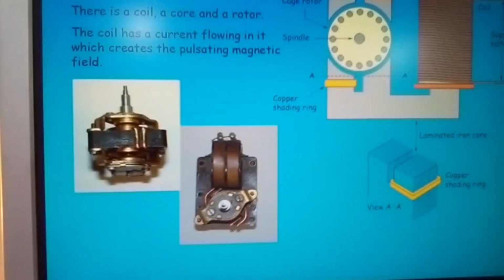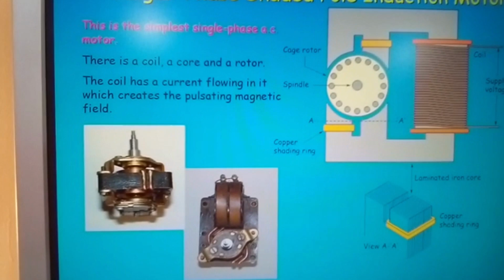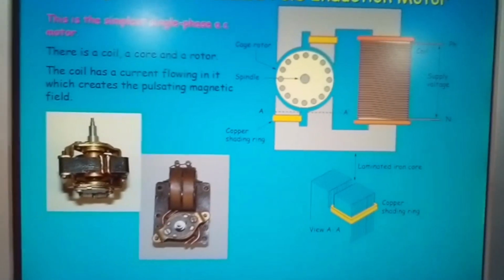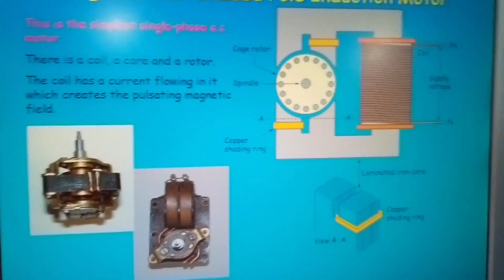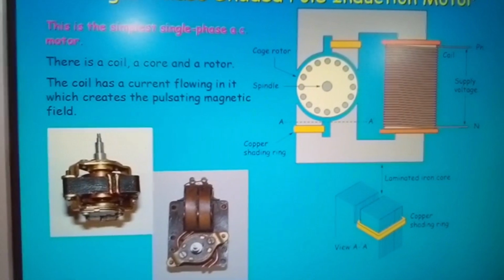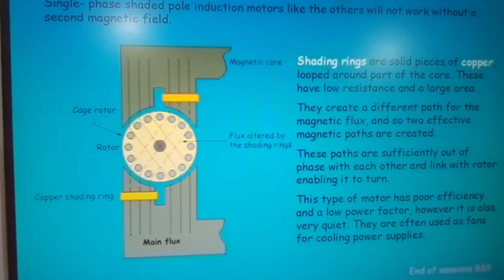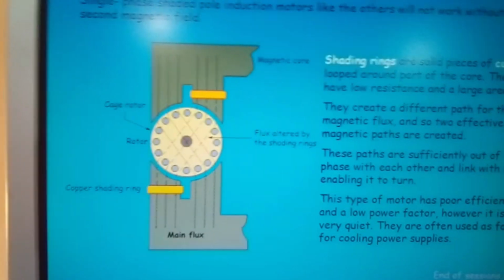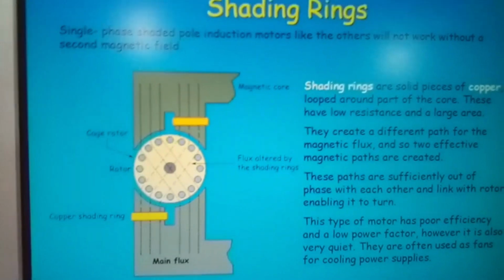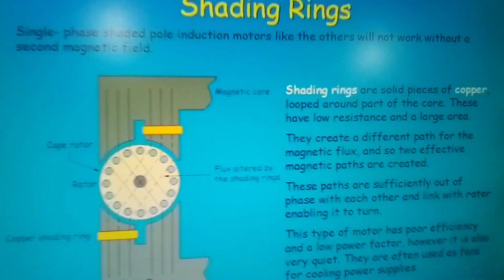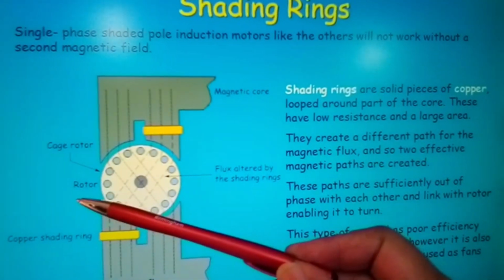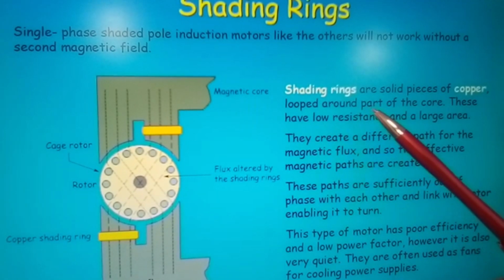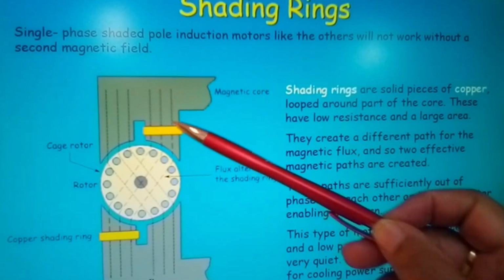Let me just go back up and make sure we can get it back into frame. Shading rings. And again here, cage rotor, rotor, magnetic core. Shading rings are solid pieces of copper, and these are your shading rings.